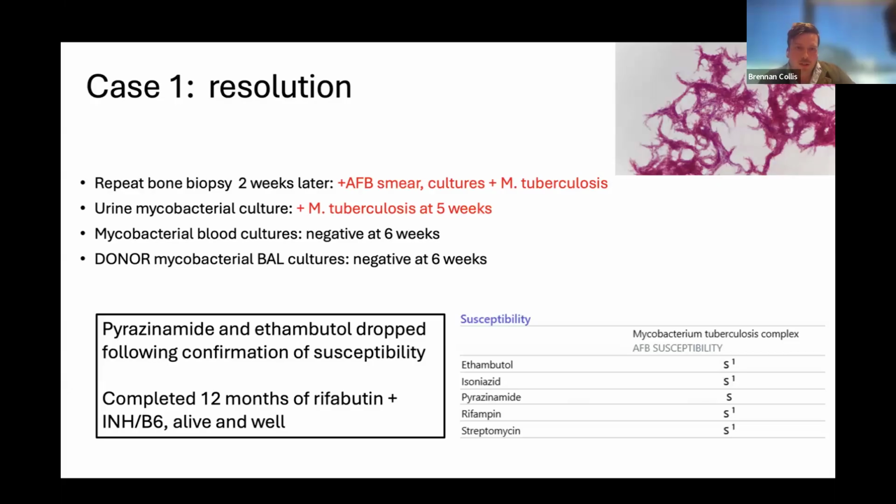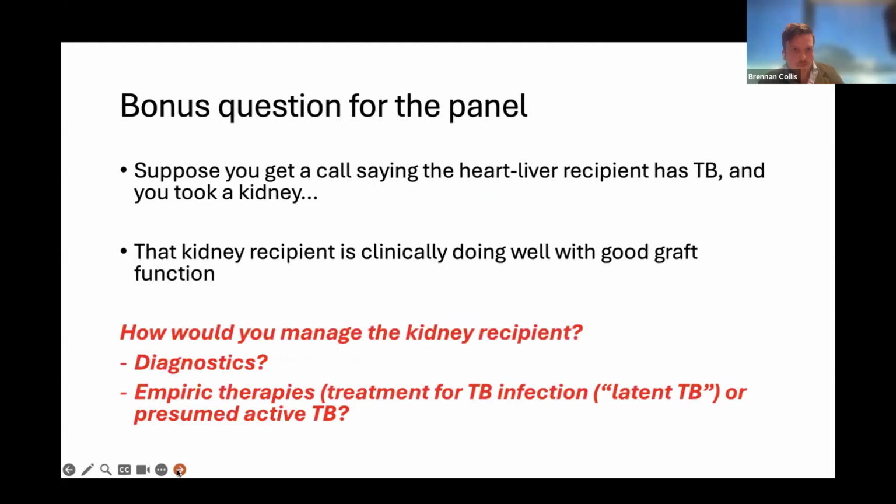With this result and concern for tuberculosis, our donor mycobacterial BAL cultures were sent, and they were negative out to 6 weeks. As you can see, our susceptibility in the bottom right-hand corner is fully drug-susceptible TB. So when we got this result back at around the 2-month mark, we stopped their pyrazinamide and ethambutol and continued on 12 months of rifabutin and isoniazid for disseminated TB in an immunocompromised patient.